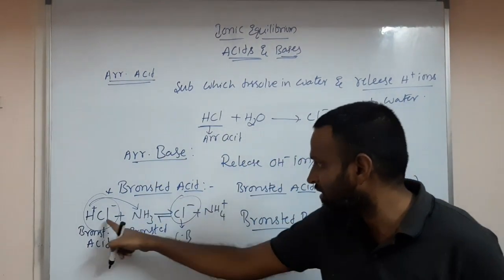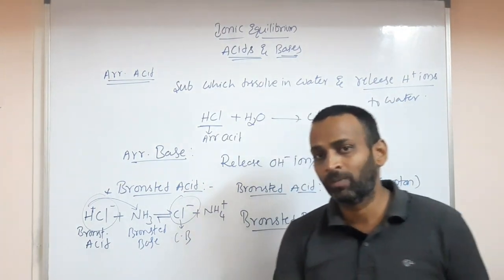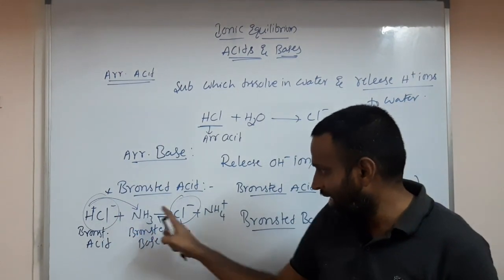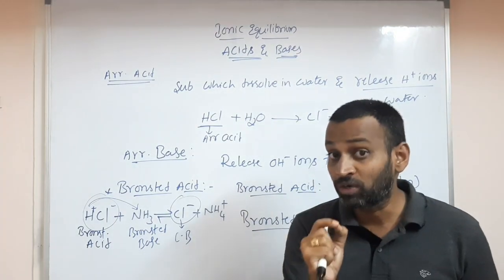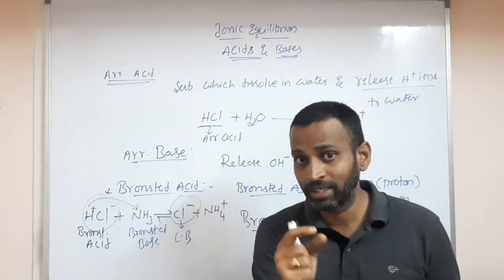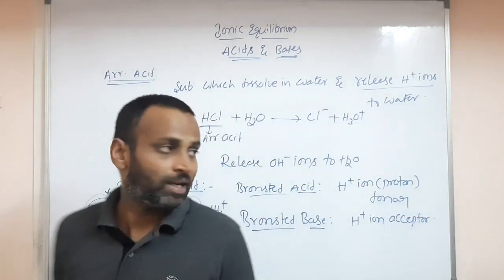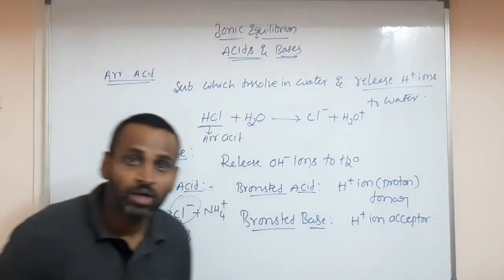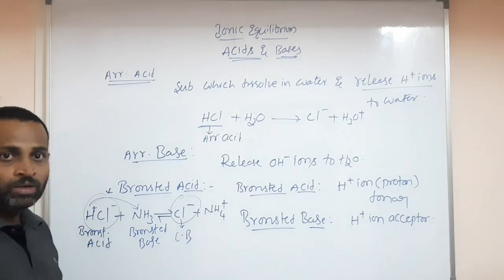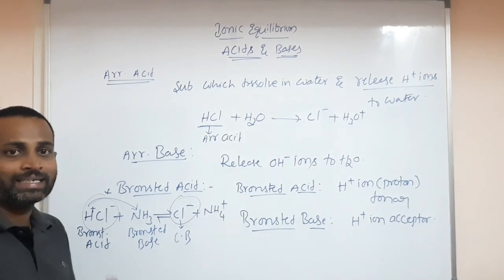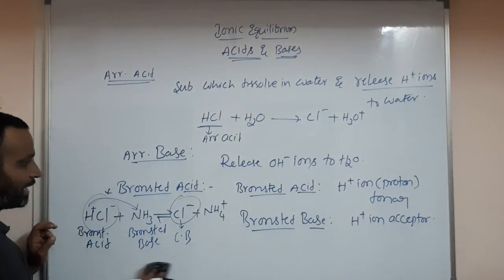HCl and Cl minus are a pair which exactly differ by one proton. Which exactly differ by how many protons? One proton. So HCl and Cl minus are called an acid base pair. But what we particularly call that is a conjugate acid base pair. Very important. So HCl and Cl minus are a conjugate acid base pair. So what is a conjugate acid base pair? The pair of substances which exactly differ by one proton. Correct, sir? Clear? So this is about the Bronsted acid base theory.